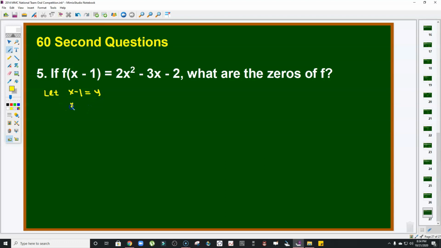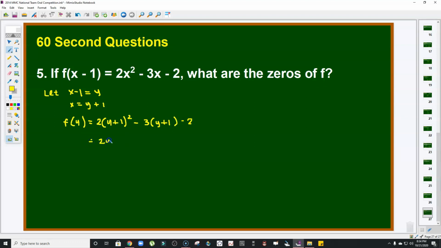So my x here will become y plus 1. Now, meaning to say, if I'm going to plug in y plus 1 in all x, I'm going to have f of y equals 2 times y plus 1 squared, minus 3 times y plus 1, minus 2. See that?